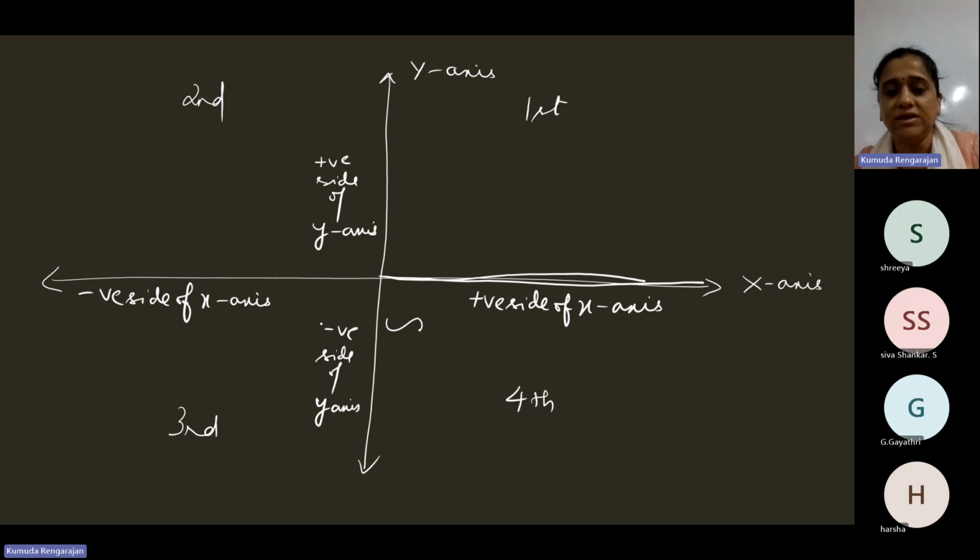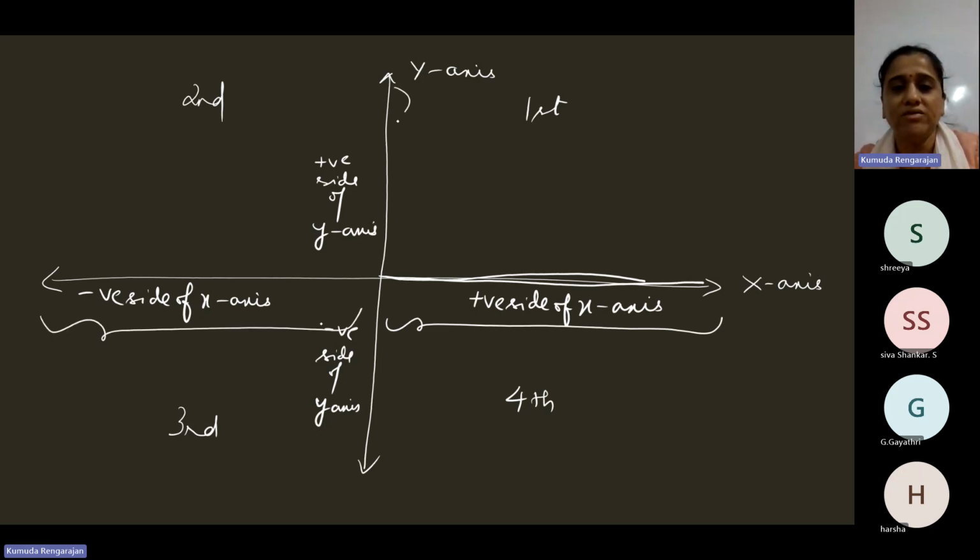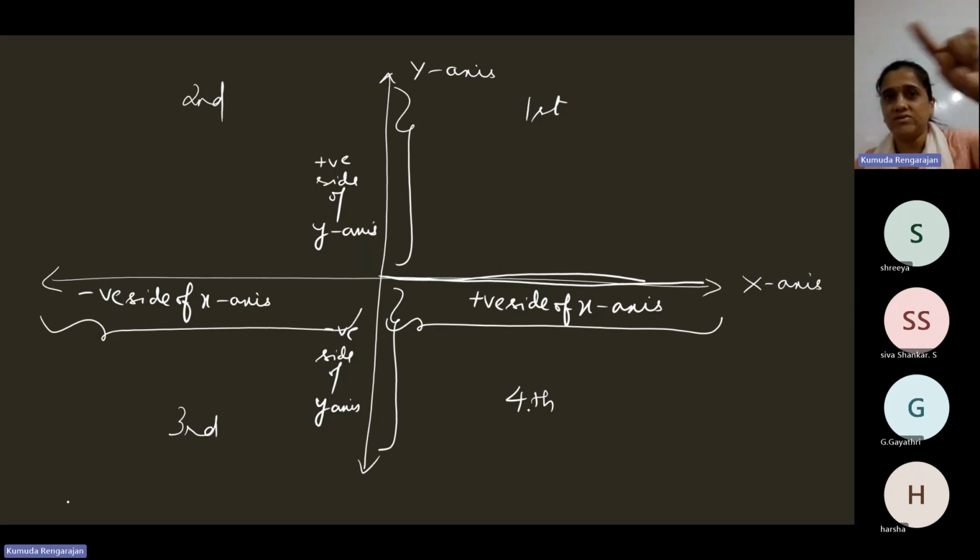So you understand this is the positive side of the x-axis, this is the negative side of the x-axis, the positive side of the y-axis, the negative side of the y-axis. We know all this, right? First quadrant, second quadrant, third quadrant, fourth quadrant. The order is important: anti-clockwise direction, first, second, third, fourth. We cannot change this. First, second, third, fourth, fixed.